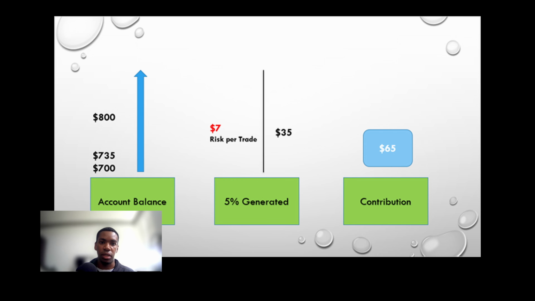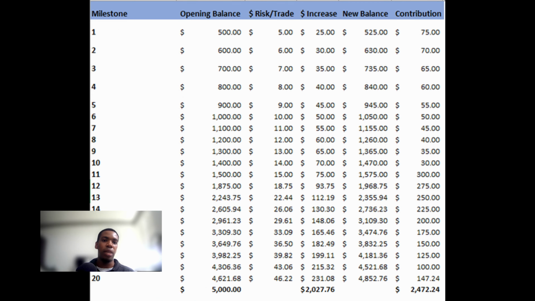And then in order to increase the trading balance to $800 at this point, an additional $65 can be added to the account balance. And then the process is carried out all the way to milestone 20, where the new trading balance for the account will be $5,000, as you can see on the table. And this means that the trader has effectively made over $2,000 in profit and added roughly $2,500 to raise their account from $500 to $5,000.